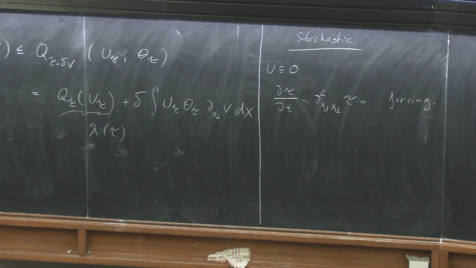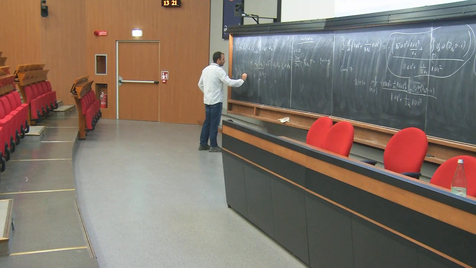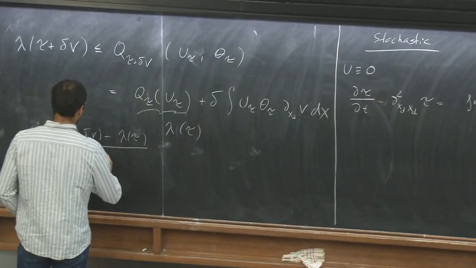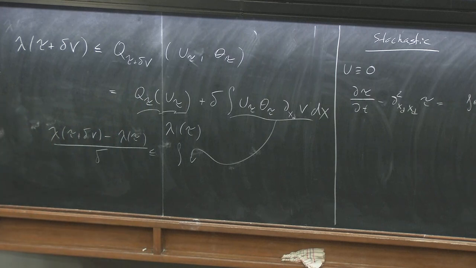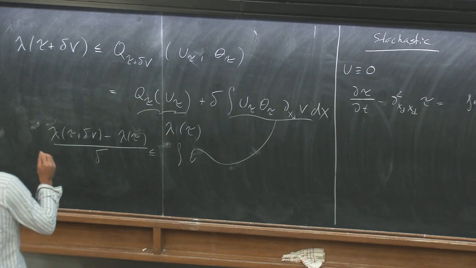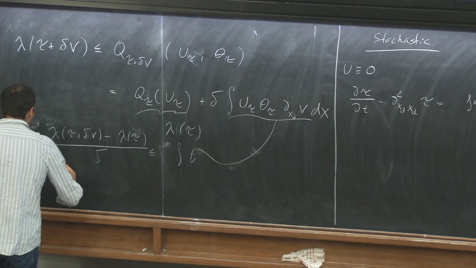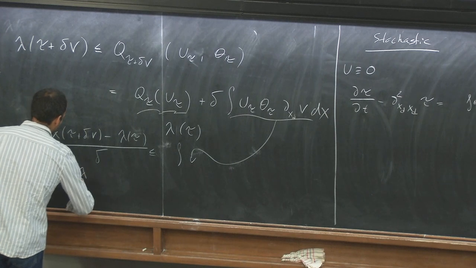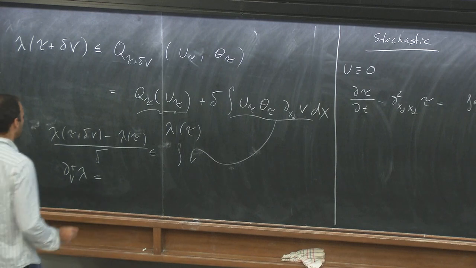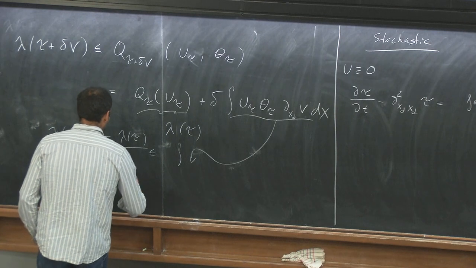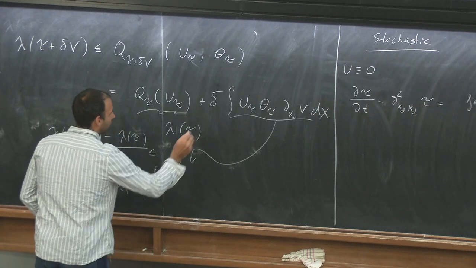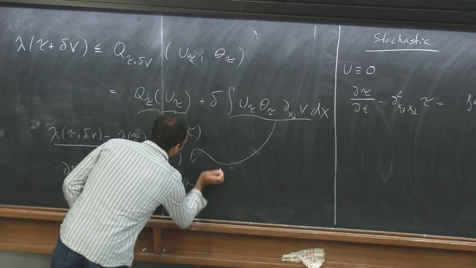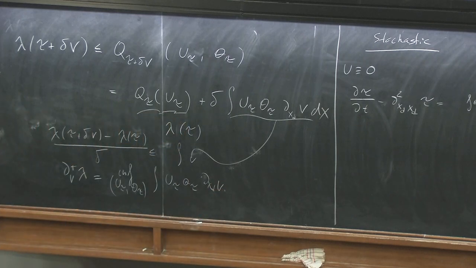But now this is good because you see this is almost, if I move this one to the other side and divide by delta, then I get something like lambda tau plus delta v minus lambda tau divided by delta is less or equal than this integral that's there. All right, so I can pass to the limit, and I get something about the limsup. So actually, I can calculate that the derivative from the right of lambda in the direction of v is actually equal to the infimum with respect to all minimizers of this integral. Okay, so I can calculate that.